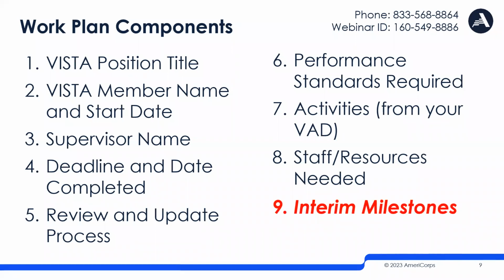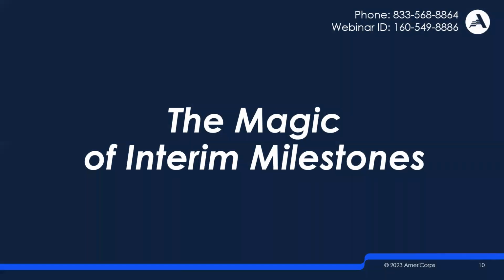And then finally, the ninth component for a VISTA work plan is the most complex and time-consuming component for sure, and that is the interim milestone or interim milestones. They are meant to be extremely detailed and give you the ability to really map out in very much granularity all the steps needed to complete the activities that are listed in your VAD. So interim milestones highlighted, complex, exciting.